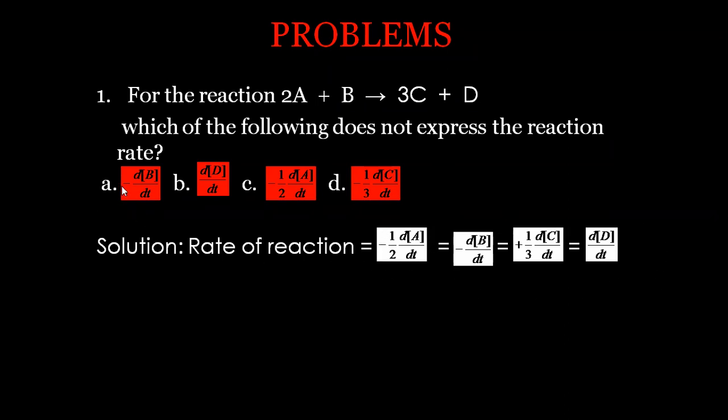Now you compare. Minus dB by dt, obviously we can express that. dD by dt, yes, we can express it. Minus half dA by dt, yes, we can express it. And if you see option D, minus 1 by 3 dC by dt, which is wrong because C is a product. I cannot write minus, it will increase. So it will be plus 1 by 3 dC by dt. So the correct answer in our case is option D. Option D will not express the rate of this particular reaction, while the other three will. So this is the simple way to solve such a problem.